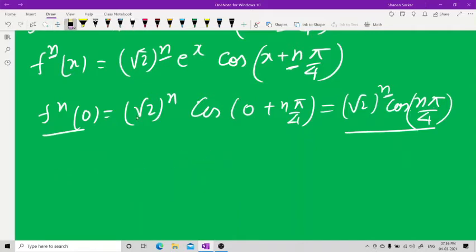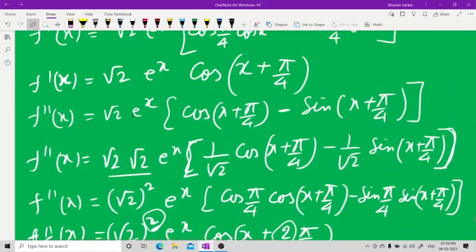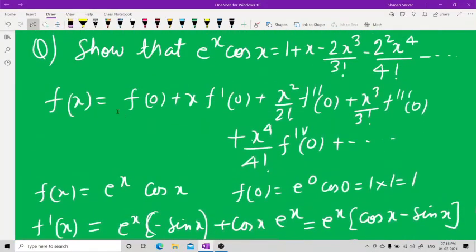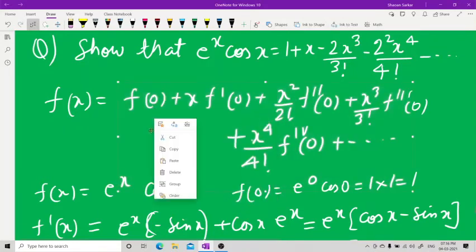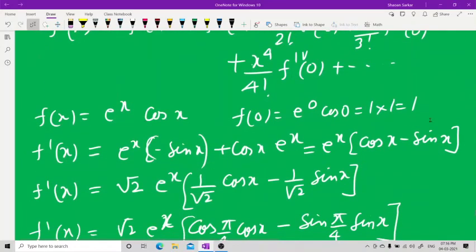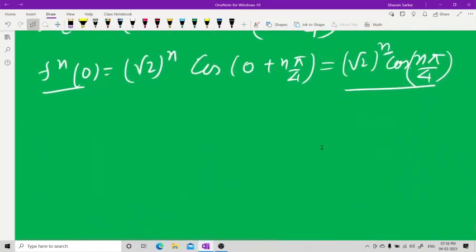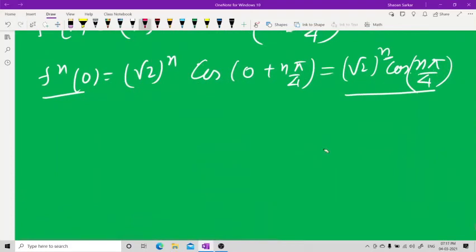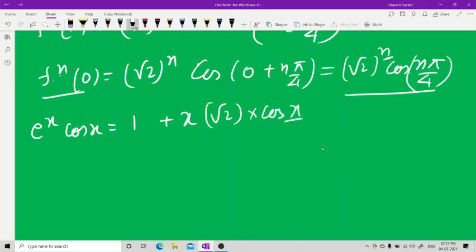Let us see the Maclaurin's formula. The Maclaurin's formula is here. This whole is our Maclaurin's formula. So, sorry, at f(0), f(0) is 1. So f(x) is e^x cos x, which is equal to 1 + x f'(0). So the first derivative at 0 is √2 into cos(π/4).